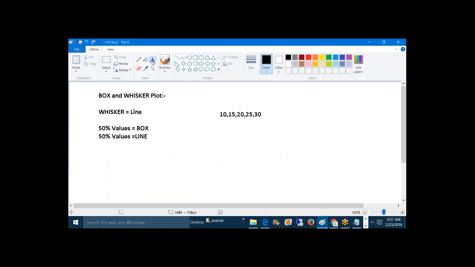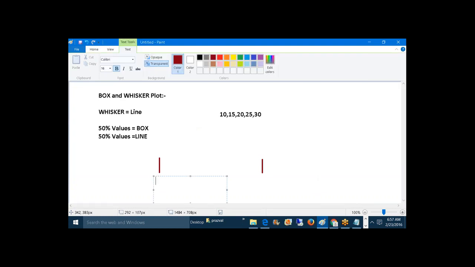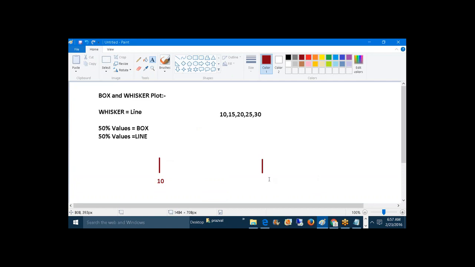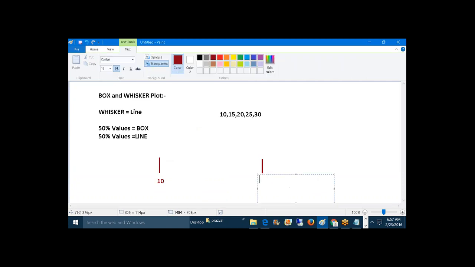first it will take the minimum value and the maximum value. It is going to place the minimum value with one line and the maximum value again with one line. What's the minimum value? 10. It places the minimum value in the form of a line and the maximum value in the form of a line.